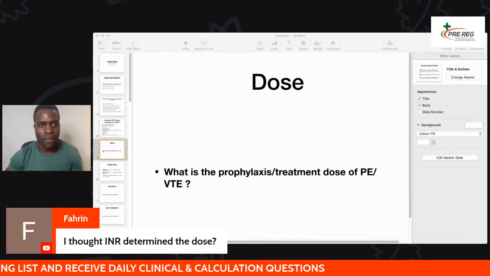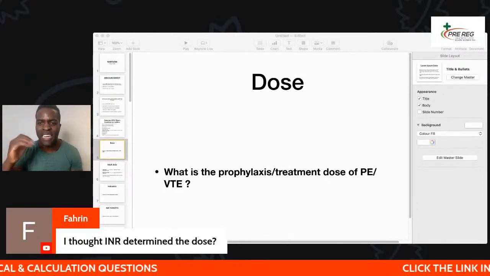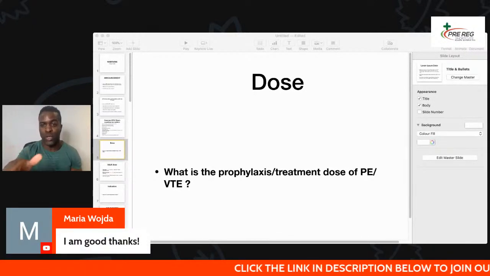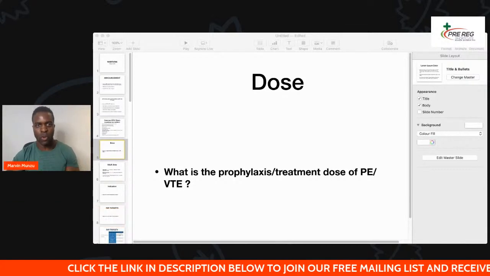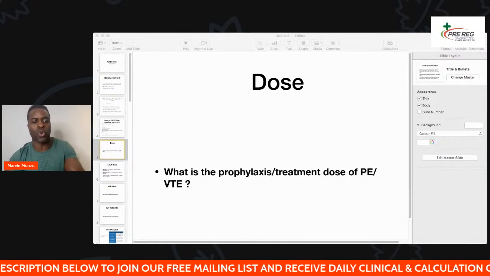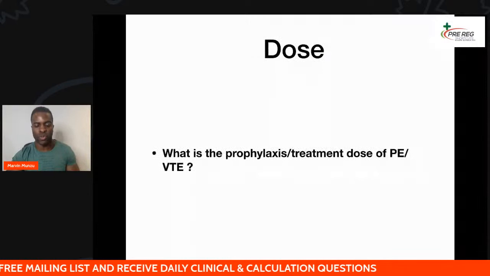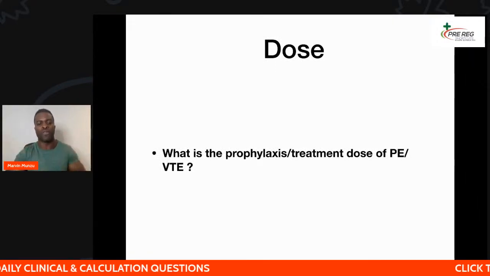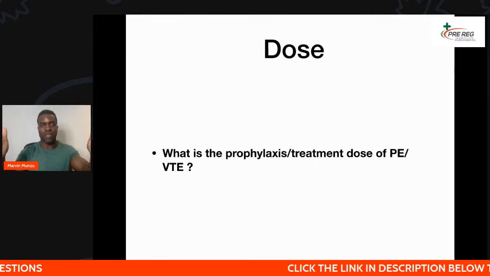Someone says, I thought I had determined the dose. Watch this space. I'm going to explain warfarin clearly so that you understand it. You're not wrong at all. You are correct, but I'm going to explain it to you very clearly now. Let's get into this, people. You guys are all correct. The first thing you need to know is that there is an initial dose of warfarin. When someone starts taking warfarin, say someone has been prescribed warfarin, you normally give them between 5 milligrams and 10 milligrams.